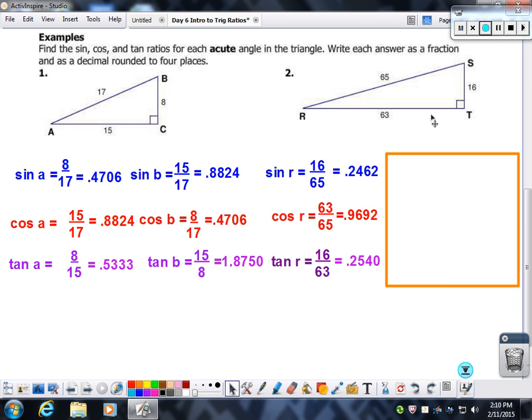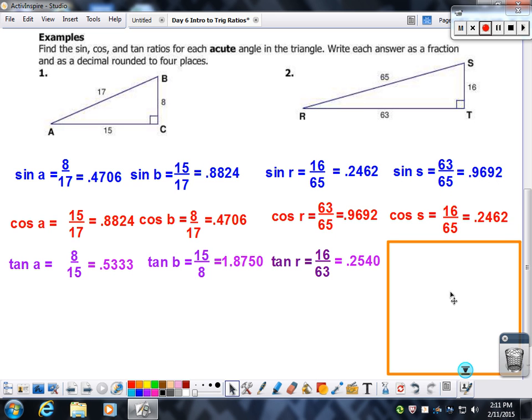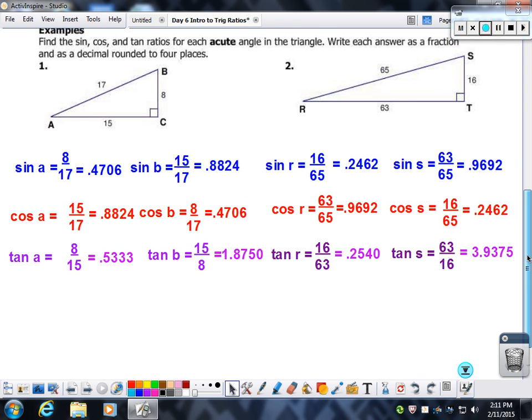Tangent from angle R, which would be the opposite side over the adjacent side, would be 16 over 63, or 0.2540. And then if we go back to angle S, which is the other acute angle in our right triangle, 65 is still our hypotenuse, 63 is now opposite, and 16 is adjacent. So our sine ratio, opposite over hypotenuse, would be 63 over 65, which is 0.9692. Our cosine would be adjacent over hypotenuse, which is 16 over 65, or 0.2462. And the tangent is 63 over 16, opposite over adjacent, which is 3.9375.